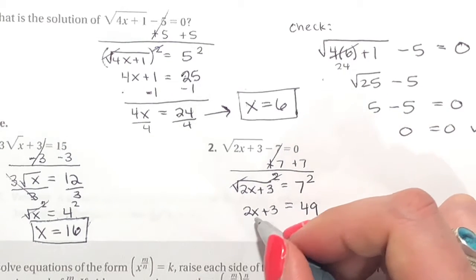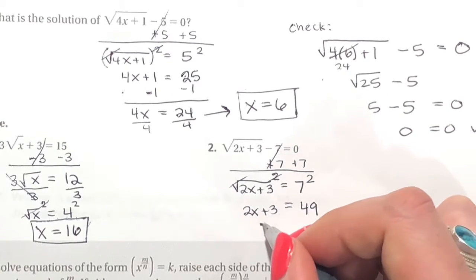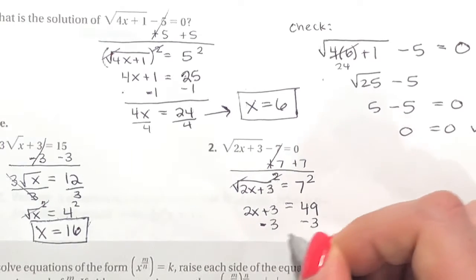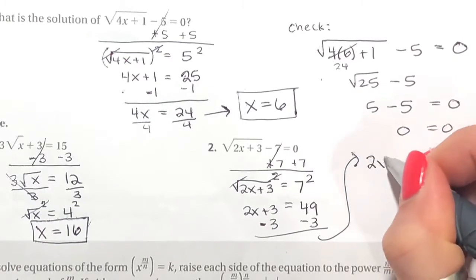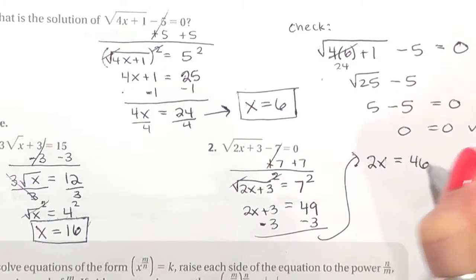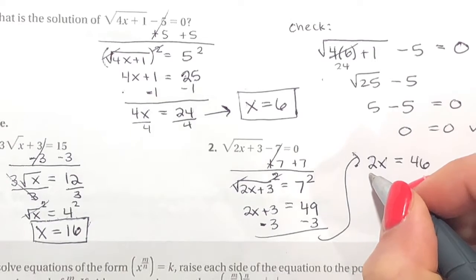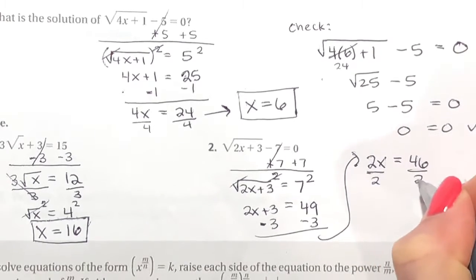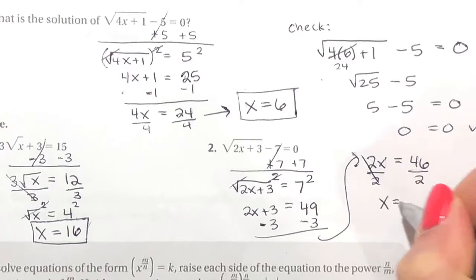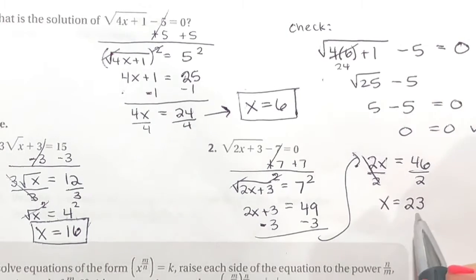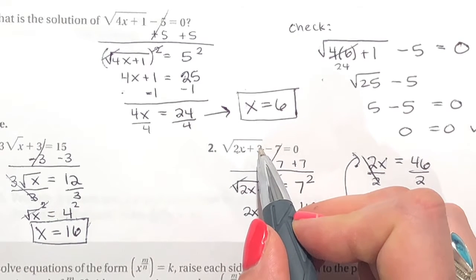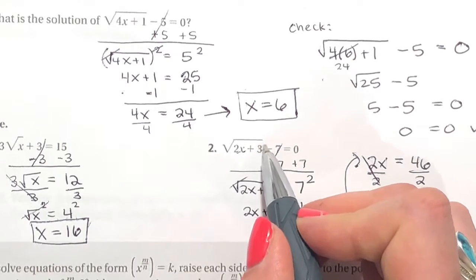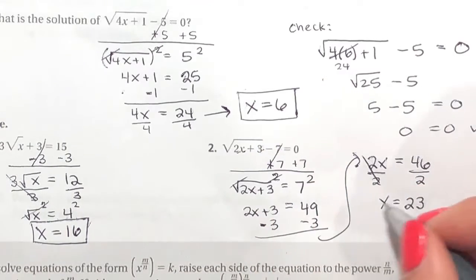So now to get the x alone, the next step would get rid of this plus 3 by subtracting 3. I'm running out of space. So that gives us 2x equals 46. Now we get rid of the 2 by dividing by 2. And 46 divided by 2 is 23. And if we hurry and just check that, if I plug 23 in for x, I get 2 times 23, which is 46. 46 plus 3 is 49. The square root of 49 is 7. 7 minus 7 is 0. So that one is good too.